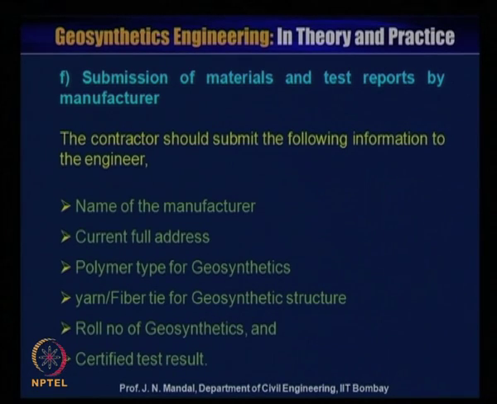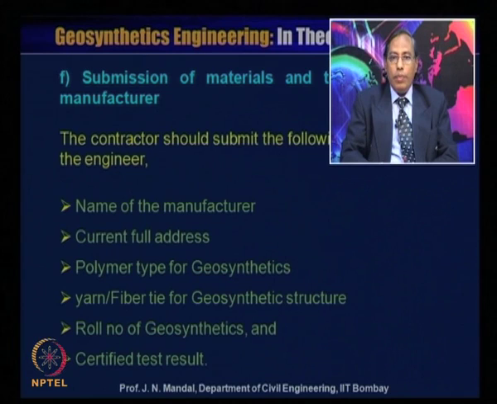The contractor should submit the following information to the engineer: the name of the manufacturer, current full address, polymer type for geosynthetics, ion or fiber type for geosynthetic structure, and roll number of geosynthetics. This is also important, because it should be known what roll number has been sent to the site or to the laboratory for testing, and certified the test result.